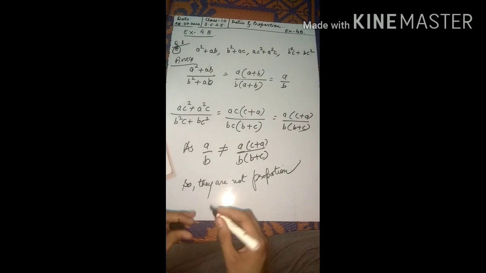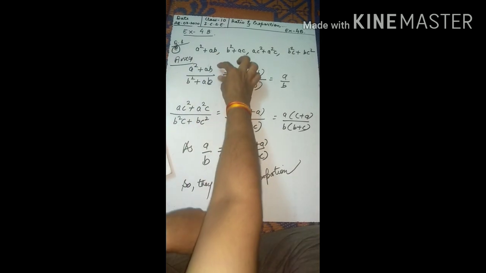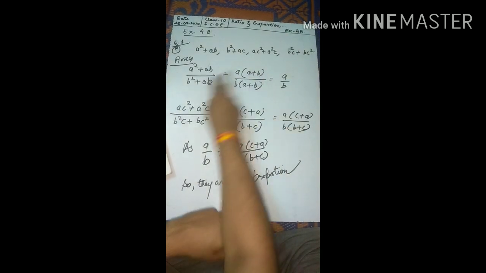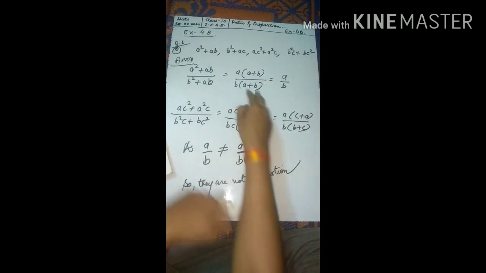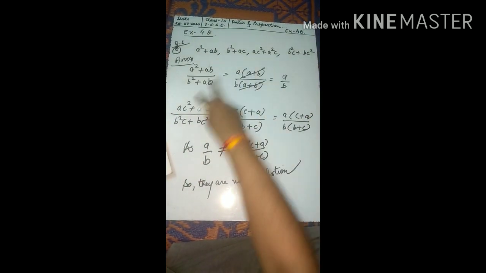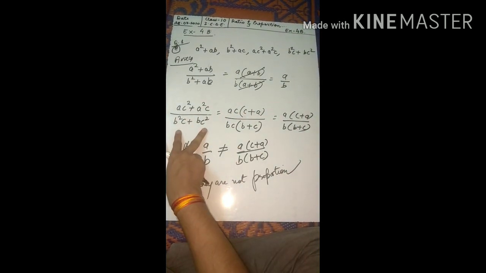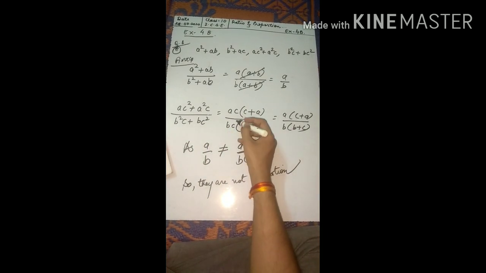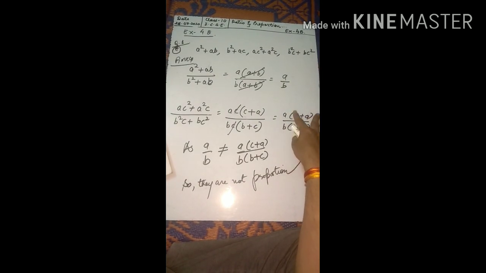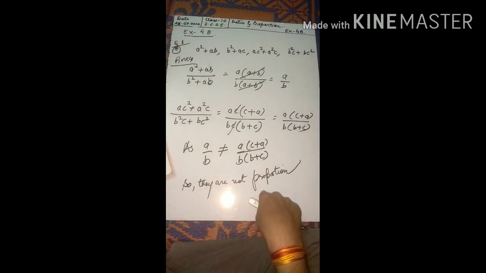Here you see that four quantities are given. First we take the ratio of the first two quantities. From the numerator we can take A common, so A plus B; from the denominator we can take B common, A plus B. So A plus B is cancelled with A plus B to get A upon B. Now the ratio of the other two quantities: from the numerator we take AC common, so C plus A; from the denominator we take BC common, B plus C. We can cancel this C, so we get A into C plus A upon B into B plus C. As these two are not equal, hence they are not proportional.